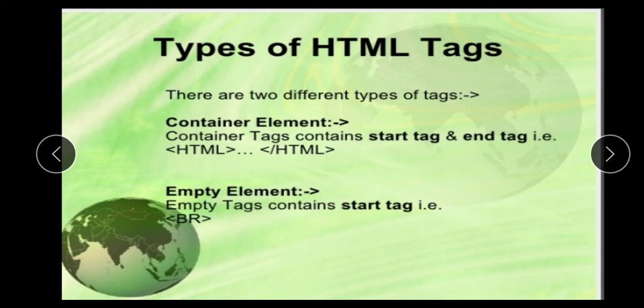So there are two types of HTML tag: container tag and empty tag. Container tags are those tags which contain a start tag and an end tag both. Examples: body, HTML, head, title. These are container tags. And empty tags are those tags which only start and do not close, like the BR tag.